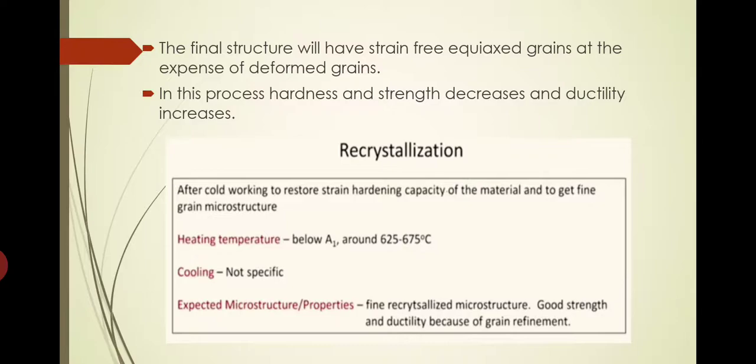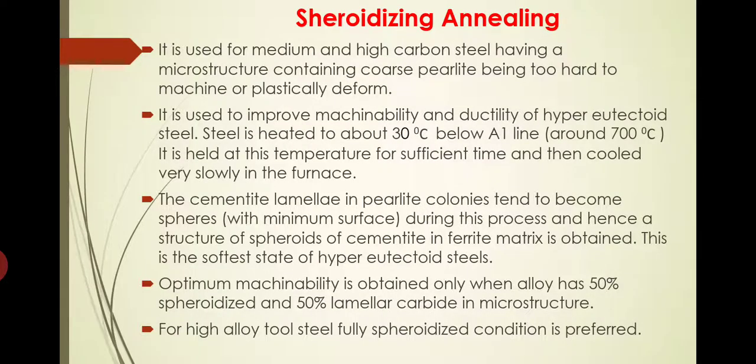Okay, so in a nutshell it is shown there. You can go through this one, recrystallization. That will be very helpful for you. Now coming to the next one, that is spheroidizing annealing. See, compared to the other two annealing processes, it is done just in and around the lower critical temperature.